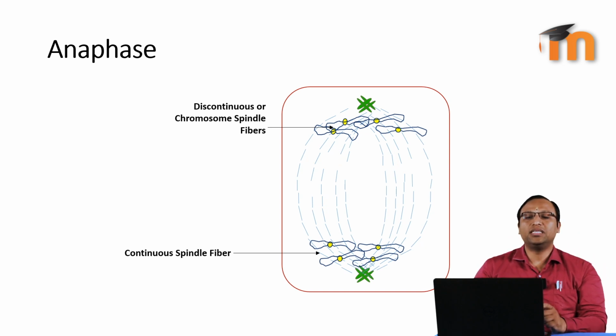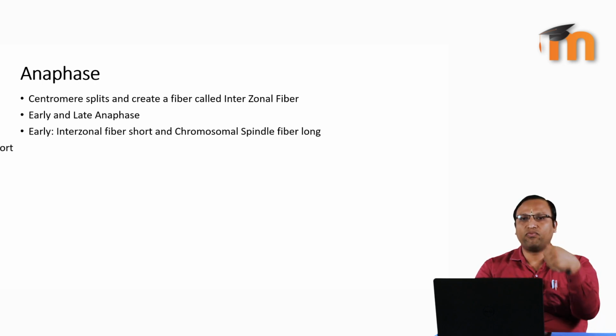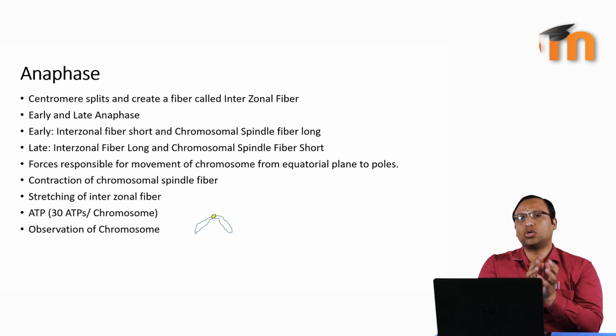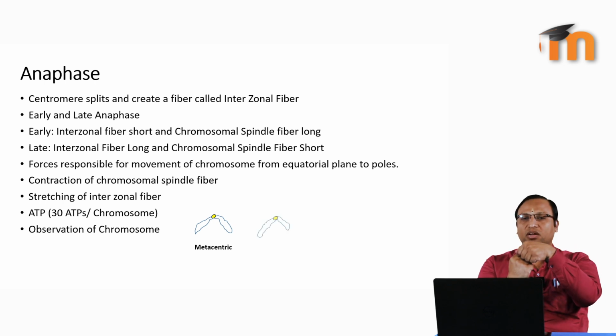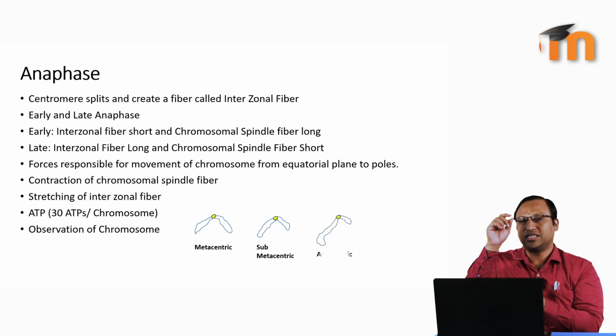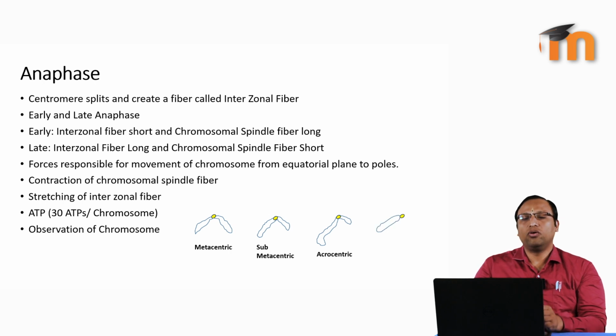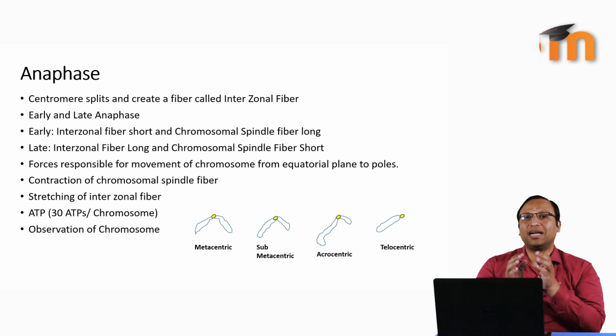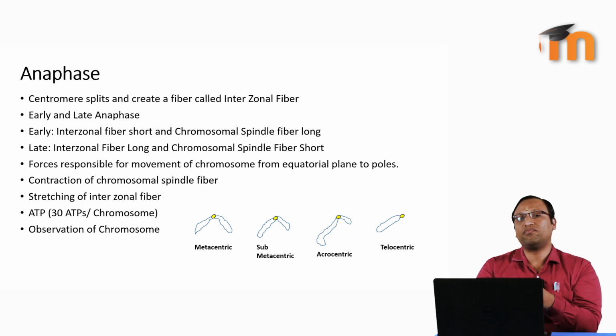Now, in this phase, interzonal fibers are going to be formed. There are two phases here. The first is the early phase, in which the interzonal fibers formed between the chromosomes are shorter, and the chromosomal fibers coming from the aster or the centrioles are bigger. Later, when the chromosomes are pulled apart and move to the opposite poles, the interzonal fibers become bigger and the chromosomal spindle fibers become shorter. At this phase, the interzonal fibers become weaker, lose their control, dissociate, and the chromosomes reach the opposite poles.